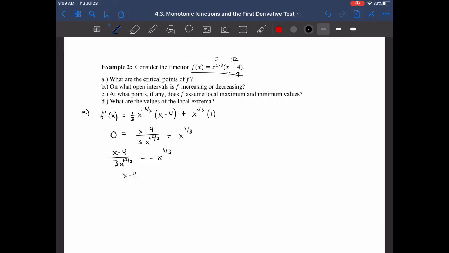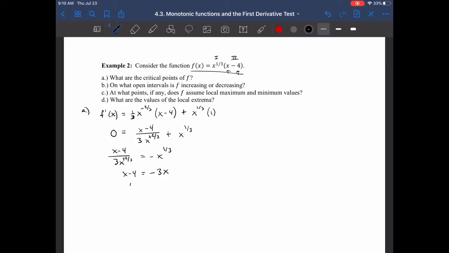We get x minus 4 equals, and over here what we end up with is negative 3x, because x to the 2/3 times x to the 1/3 is just x to the 1. It's x to the 3/3. And so then, we can add 3x to both sides and add 4 to both sides. So x plus 3x is 4x, and then add that 4 to both sides to cancel out that negative 4, and you get 4x equals 4, which means x equals 1. There is one of our critical points.